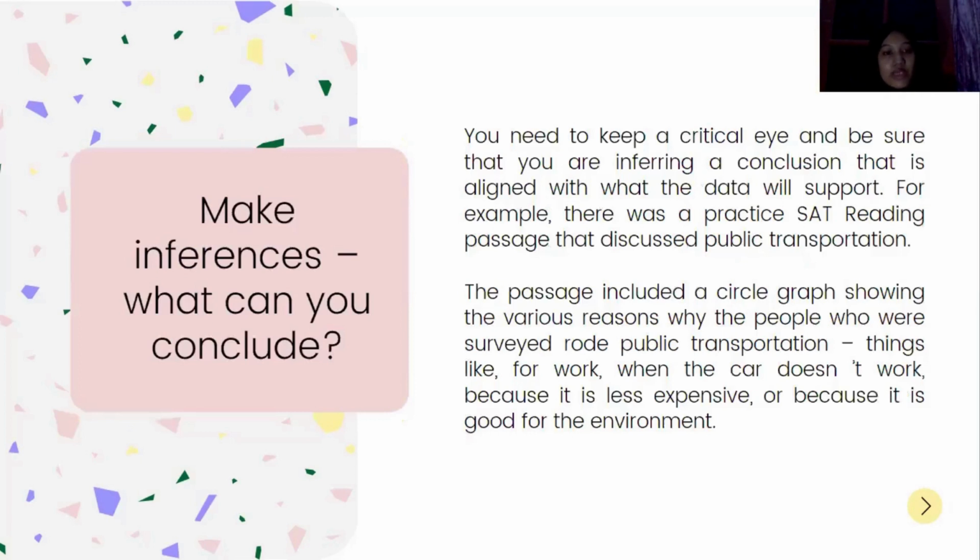Make inference. What can you conclude? You need to keep a critical eye and be sure that you are inferring a conclusion that is aligned with what the data will support. For example, there was a practice SAT reading passage that discussed public transportation. The passage includes a circle graph showing the various reasons why the people who were surveyed rode public transportation. Things like for work, when the car doesn't work, because it is less expensive, or because it is good for the environment.